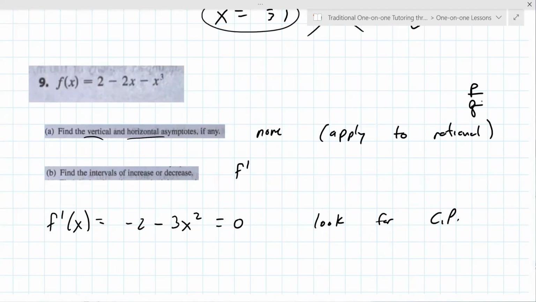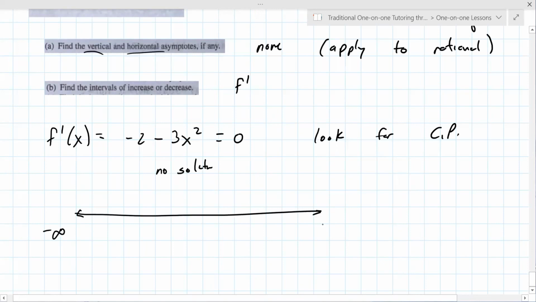What you're going to find here is that this never equals 0. There is no solution to this. You can check that later, but you'll see you take the square root of a negative. So you make your sign chart, and you can just test any point that you want. Normally you put your critical points here, but there are none. Whenever you put a number here, this thing is always negative. And that means the original is always decreasing.